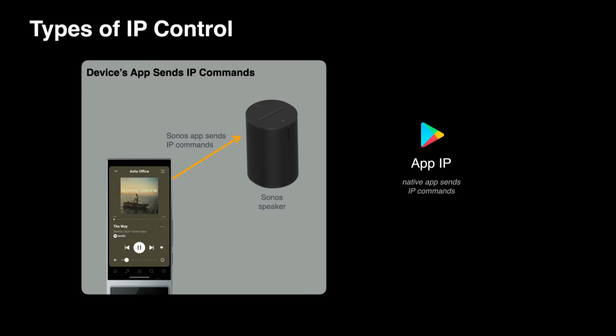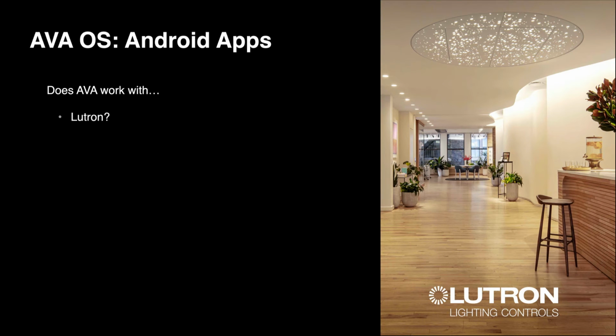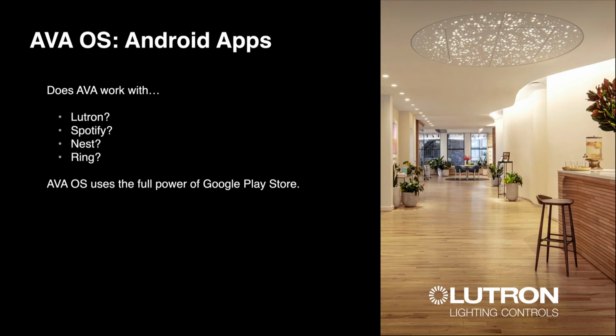And this is something to understand about the capabilities of the whole AVA experience. You might ask, does AVA work with Lutron? In most automation systems, if there isn't a driver, then the answer is no. But AVA Cinema Remote and Home Remote are both Google-certified Android devices. They can use apps from the Google Play Store. So for Spotify, Nest, Ring, and other apps, the answer is typically yes.